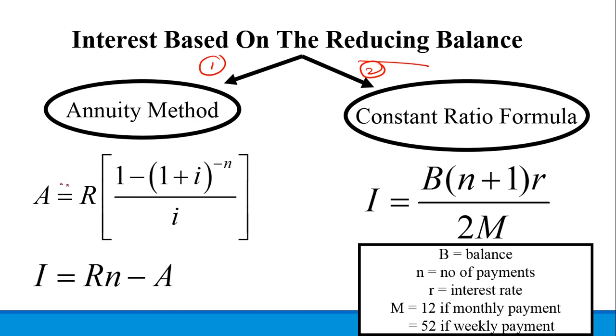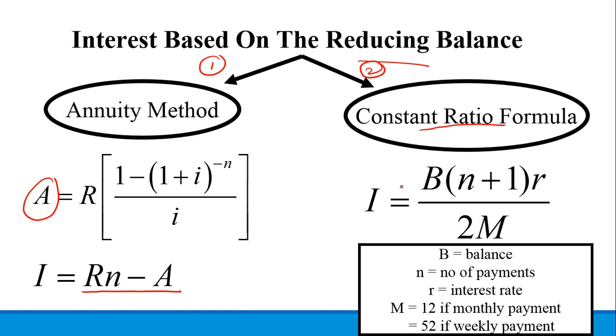The annuity used is A, which is the present value, and you want to find the interest by Rn minus A. Because you have learned this one from the other topic, I will go straight to the constant ratio formula.